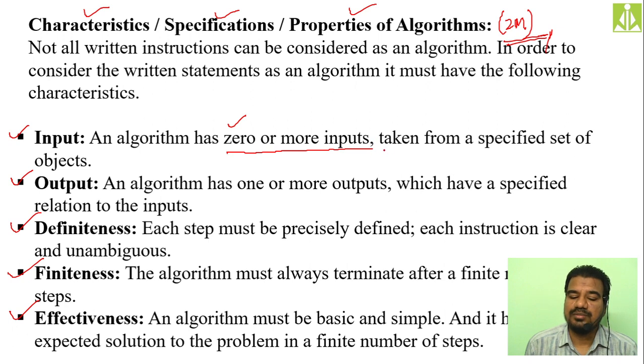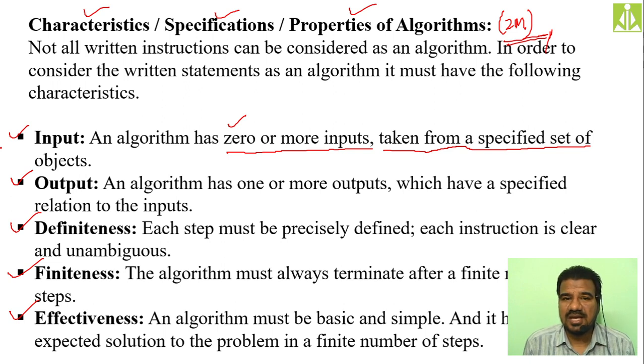The input you give to the algorithm must be specified. I mean, what sort of inputs the algorithm can take must be defined. It doesn't mean that anything can be given as an input to the algorithm. It must be a well-defined set of inputs. So when the program is taking input, the program should be aware of what type of input the user can give. Input should be well-defined, and you can have either 0 or more inputs to the algorithm.